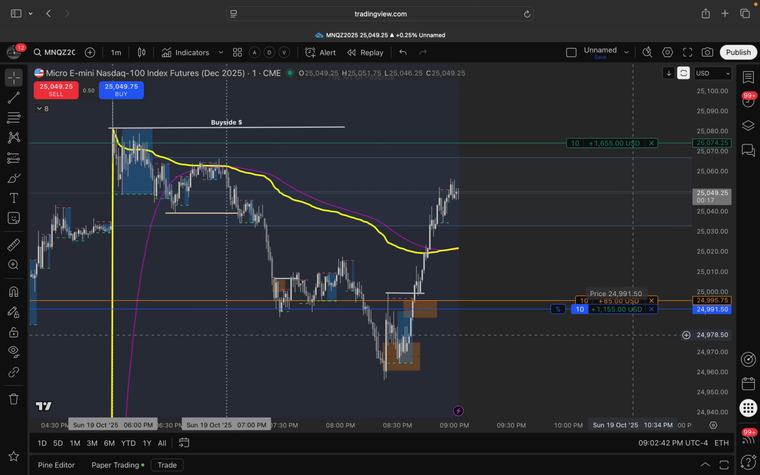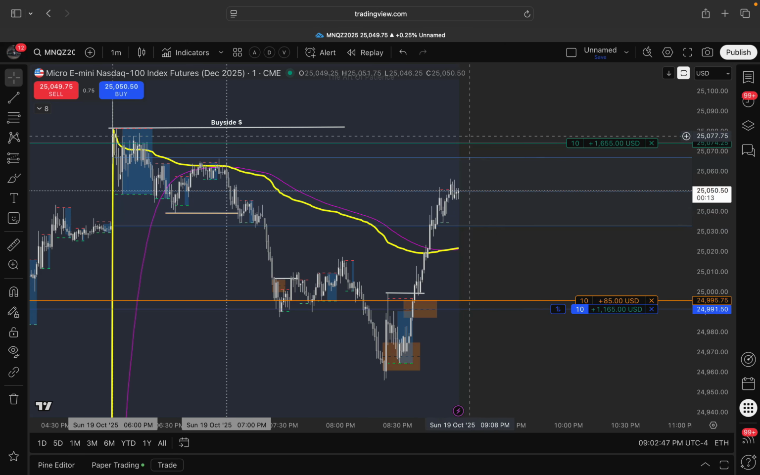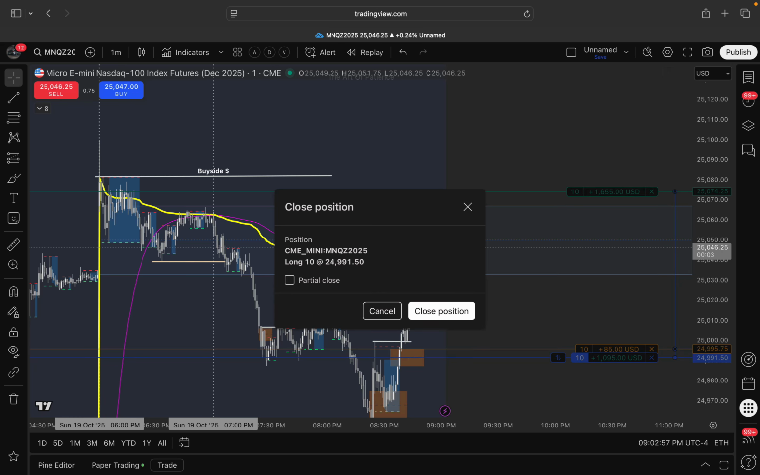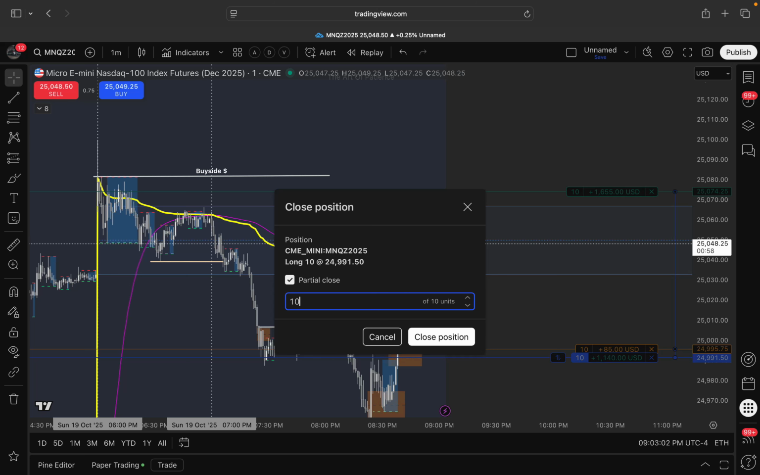If I want to, I can just close it here and that's it, but I want to see what happens. This is for learning purposes. I want to see what happens. What I can do is I can lock in more profits. Let's close this position. Let's lock in, close 8 micros.